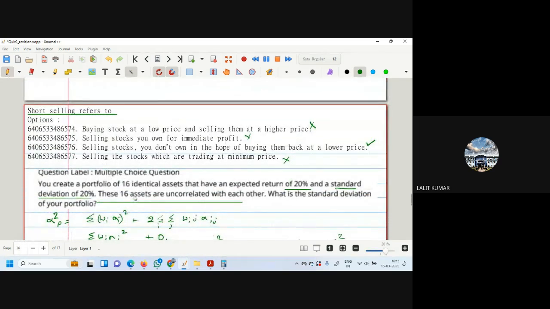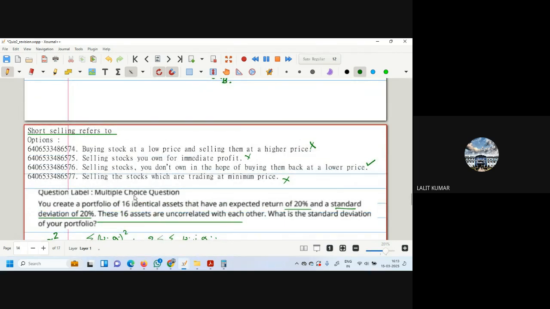Okay. Now, what is short selling? Yesterday I had explained during the lecture that short selling is when you borrow. So the first step in short selling is borrow, then sell, then third is purchase, and fourth is return back. So these are the steps of short selling. Short selling is selling stocks you don't own in the hope of buying them back at a lower price.